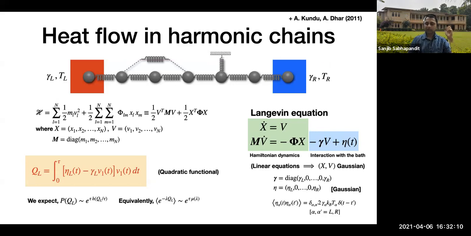And so these etas, eta L and eta R, are Gaussian noise. And then they basically follow this fluctuation-dissipation relation with the gammas.